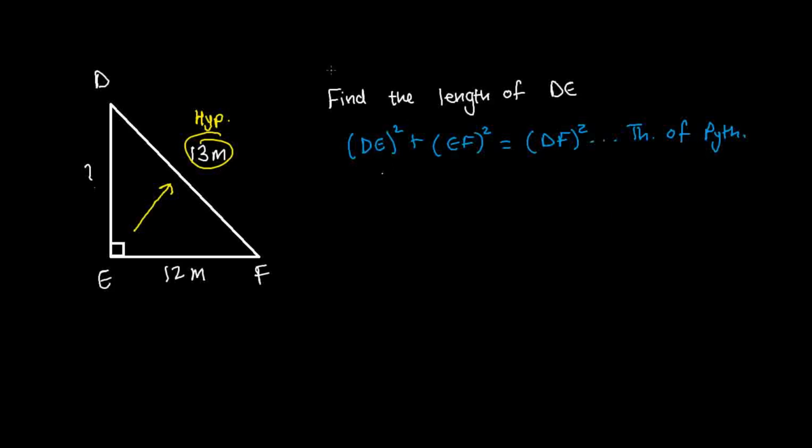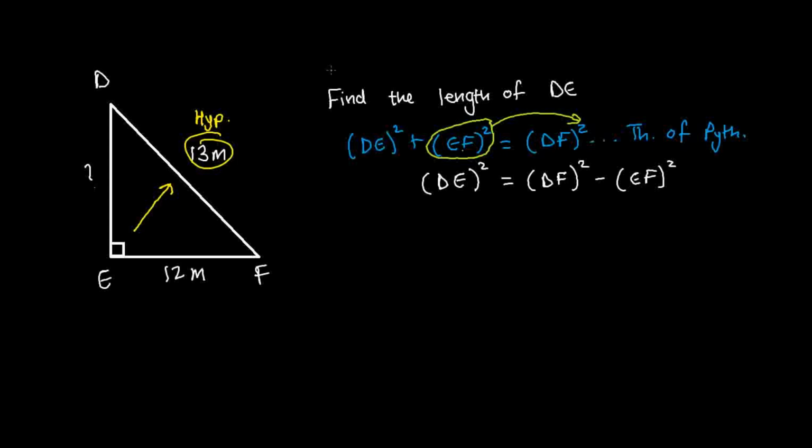So DE, we do not know the length, so I can say that DE squared is equal to, now I'm going to take EF squared to the other side of the equation because I want to make DE the subject of the formula. So I have DF squared minus EF squared. Now you could have started off with this second line here. There's no need to show the first line. You could have started with this and then said dot dot dot theorem of Pythagoras. It's perfectly fine. Now let's calculate the value of DE.